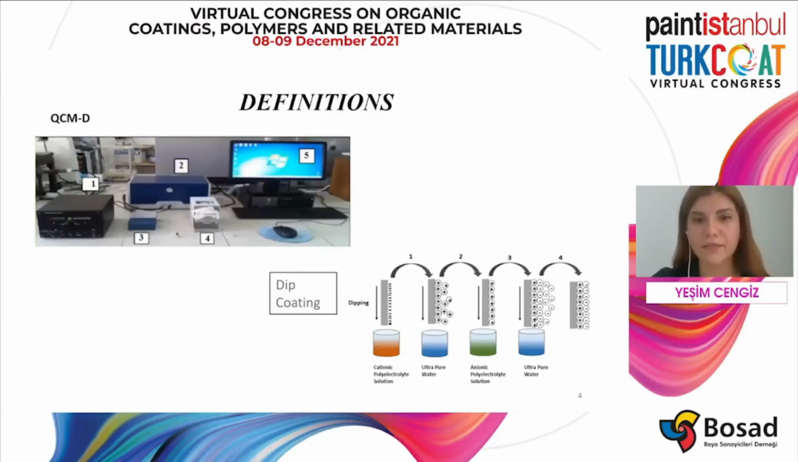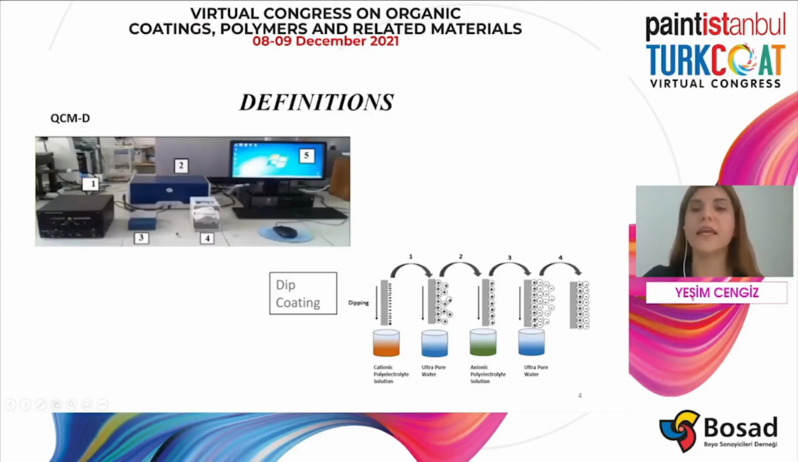Actually, I added an image of the dip coating process to understand it easily. Firstly, our substrate was negatively charged with ozone in the QCMD device. After that, we passed the cationic polyelectrolyte solution over the substrate. And after that, we reached a surface with positive charge. And we used ultra pure water to remove the unbound and weakly bonded ions from the surface.